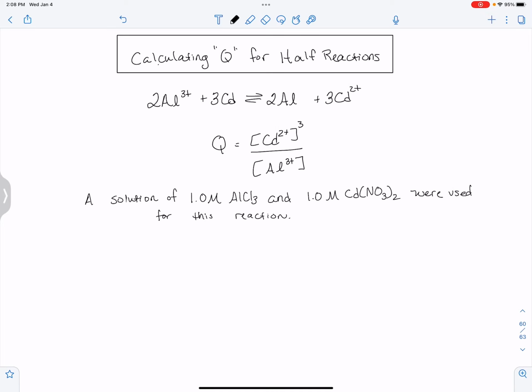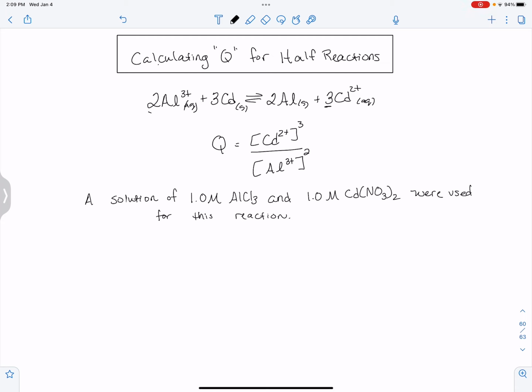So I've got the Q equation set up. Remember, I'm using this one because this is the aqueous form. That's the solid, that's the solid, that's the aqueous. So only the aqueous ones go in there. Remember that it's cubed because of the 3. I left off the squared, and it's squared because of the 2.